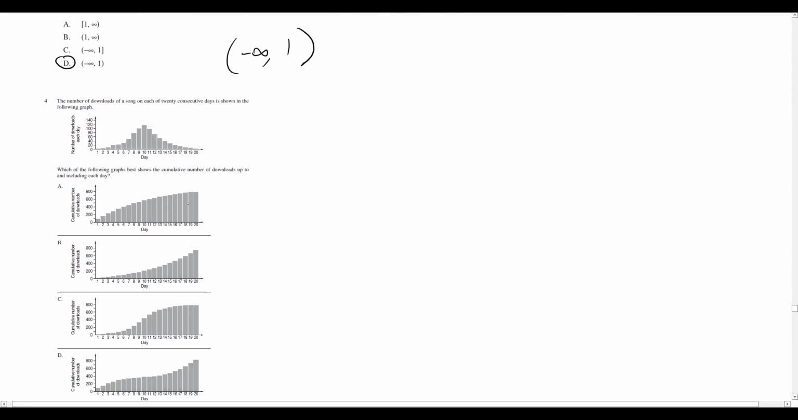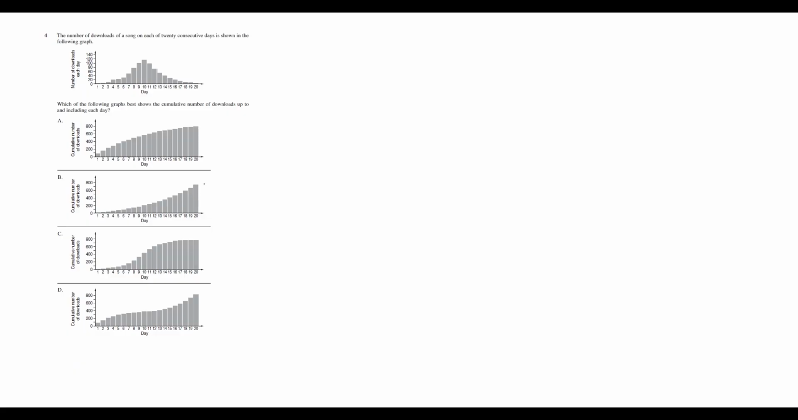Now on to question 4. The number of downloads of a song on each of 20 consecutive days is shown in the following graph. Which of the following graphs best shows the cumulative number of downloads up to and including each day? We've got a few different options here. The most interesting thing about the original graph at the top is that it peaks very quickly right in the middle, and then it decreases back down. So it's a single modality graph. What that means is that it's going to have the sharpest increase right in the middle.